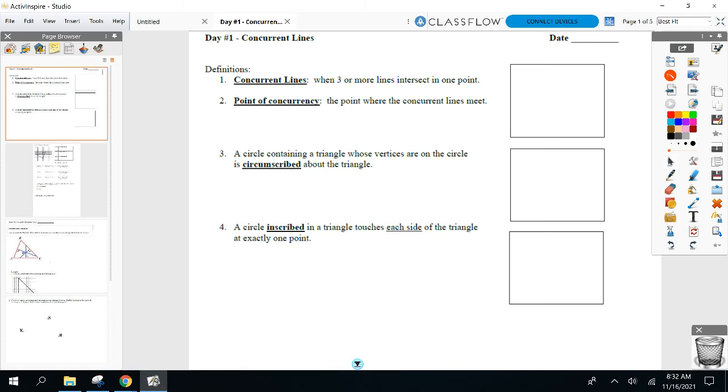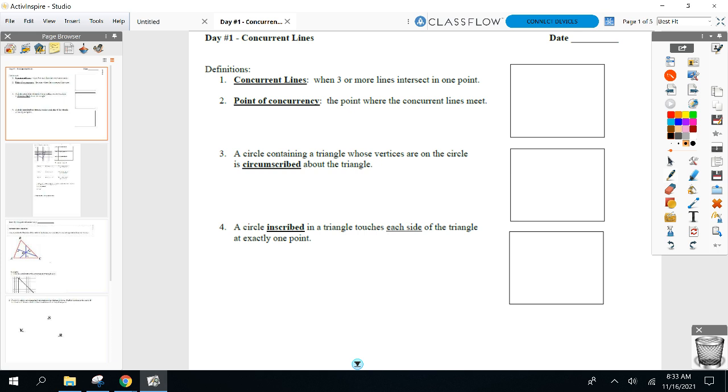All right, Unit 5, Day 1. Some new vocabulary coming at you as well. Right away, the new vocabulary. Concurrent lines. If you read the definition, 3 or more lines that intersect at a point.